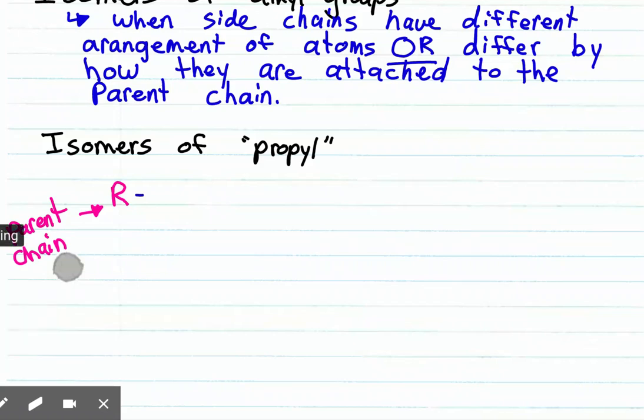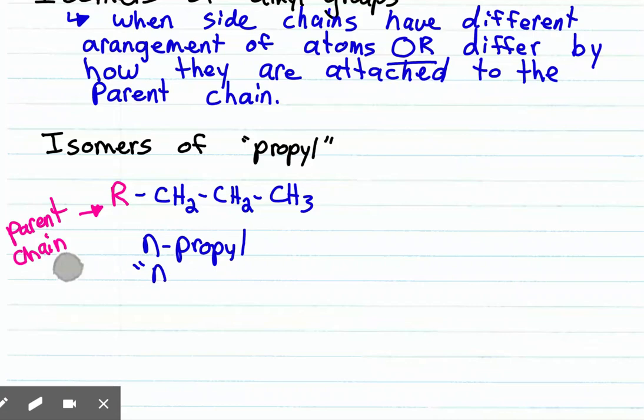So the way that you have seen a propyl group attached to the parent chain before is when the propyl is attached to the parent chain using an end carbon. And you might sometimes see this called N-propyl for normal. Or sometimes people don't even use the N and they just say propyl.